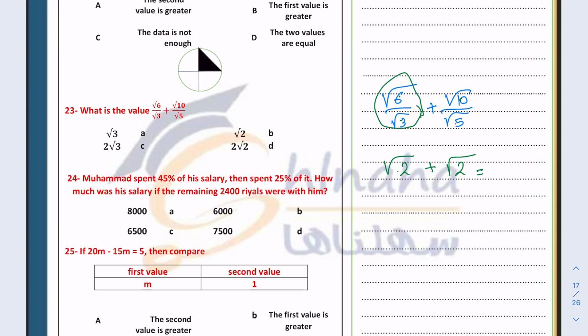If you have a question like x plus x, it will be 2x. Y plus y is 2y, n plus n is 2n. So radical 2 plus radical 2 will be 2 radical 2.